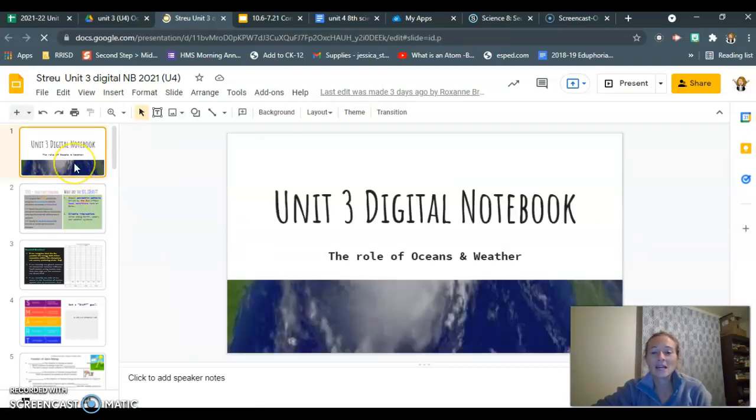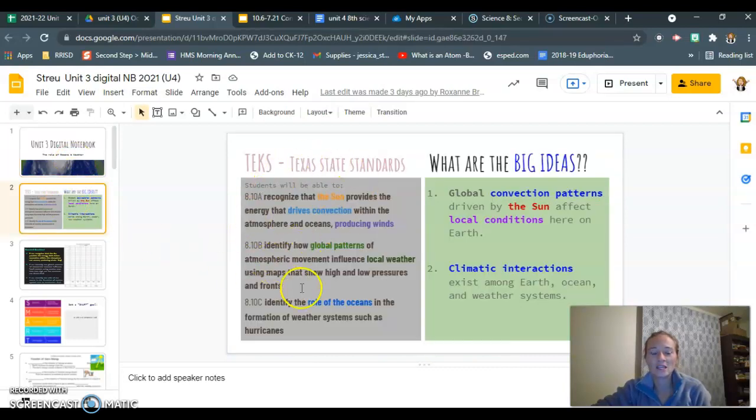All right, the title of the unit is The Role of Oceans and Weather. On slide 2, we have the TEEKs, just like always. You can read those anytime you want. There's 2 big ideas this unit. First, global convection patterns driven by the sun affect local conditions here on Earth. Number 2 is that climactic interactions exist among Earth, the ocean, and weather systems. Okay, so we got convection driven by the sun affecting local things, and climate is affected and it interacts with all these other things, okay?